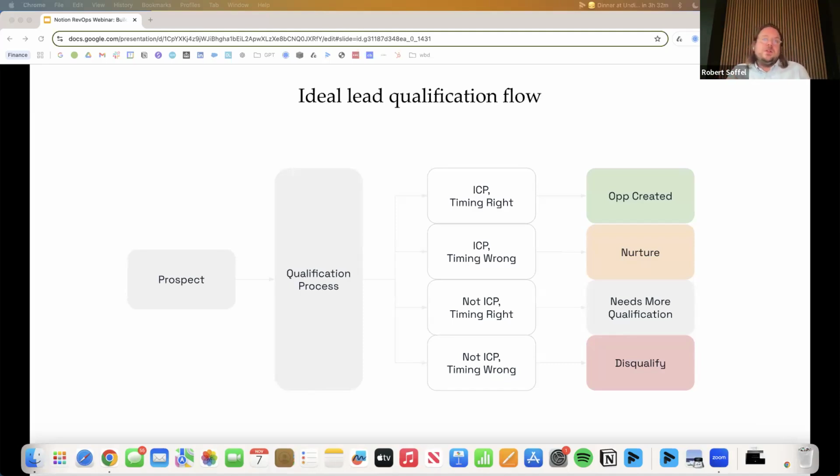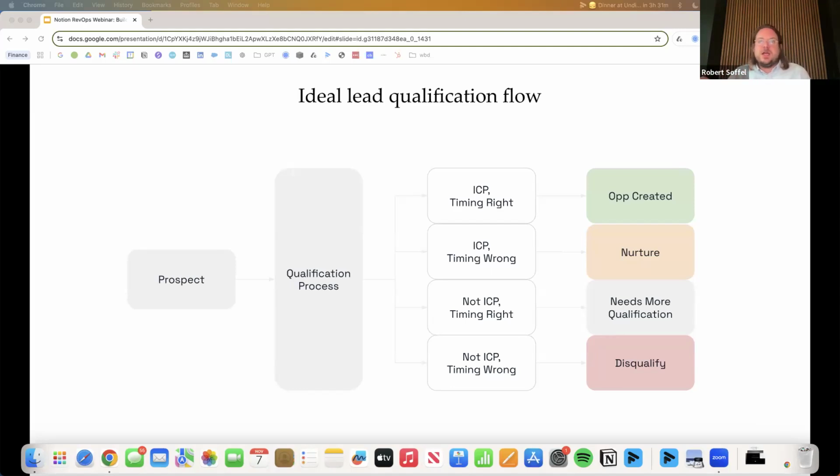Then further on from there, you've got not ICP, but the timing is right. So this is outside of your definition, but maybe they're super keen to have a discussion or even buy your product. That's where you need to make a judgment call on, is this worth it? Will they be successful? Is the juice worth the squeeze, for lack of a better phrase? And so that needs more qualification. I'd imagine that whenever you start out, a lot of leads will go to that bucket, but that should dwindle over time.